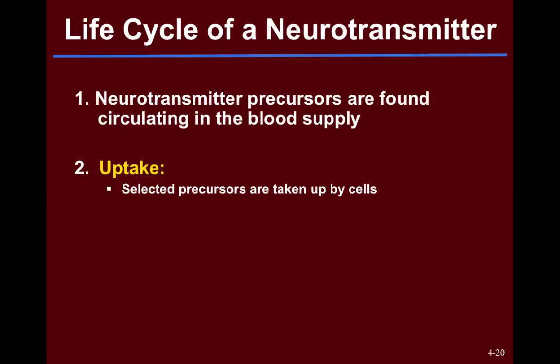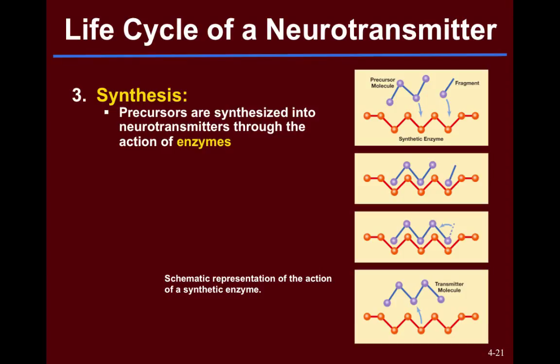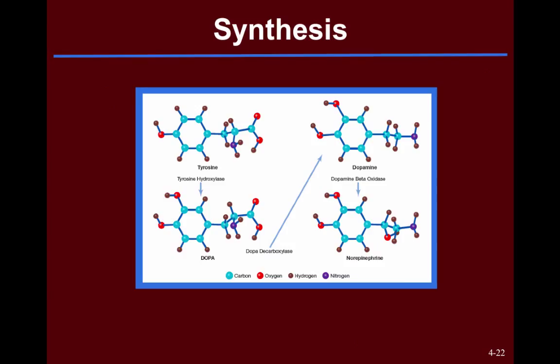So in order to allow those messages to be transmitted, the precursors for those neurotransmitters are found circulating in the blood supply. And the first step in the process is actually uptake. So this is when those precursors are taken up by the cells around them in order to create the neurotransmitters that the process will need. The next step will be synthesis, where those precursors are actually made into neurotransmitters through the actions of enzymes. So here's an image of how that would look. We have our precursor molecules and fragments, and then the enzyme that helps with the synthesis. They bind to the enzyme, and then the transmitter molecule is created. And here's an example of how that would actually look with dopamine.